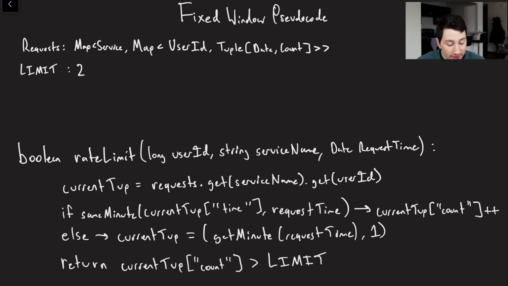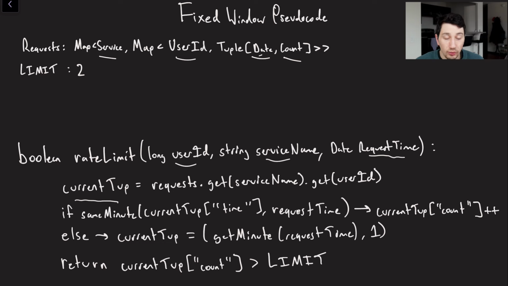I guess the idea, though, is that if we have a user ID, we have our service name, and we have the request time, we're basically keeping a map from service to user ID to a tuple of the current window that we're looking at and the count of requests in that window. All we have to do is get our current tuple every single time a new request comes in.